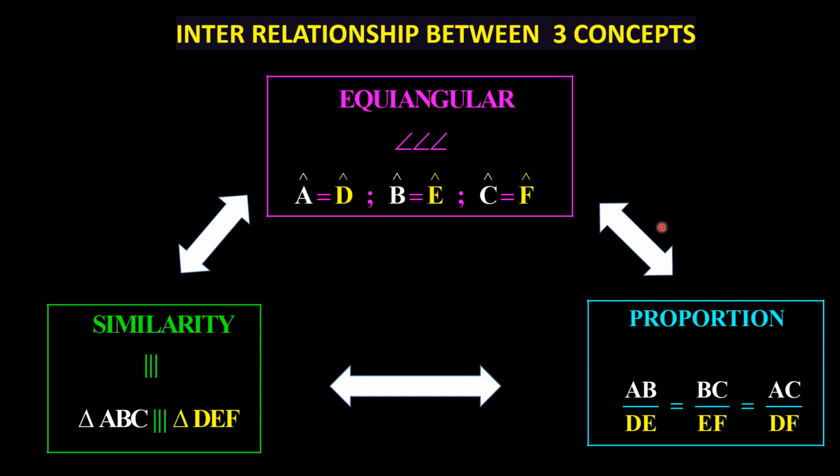If it's equiangular, they'll be in proportion. If it's in proportion, they'll be similar. So if we want to prove a proportion, we just show that they're equiangular, or we show they're similar, right? If we know they're similar, we can then deduce the sides are in proportion. Or if we know they are equiangular, then their sides will be in proportion as well.